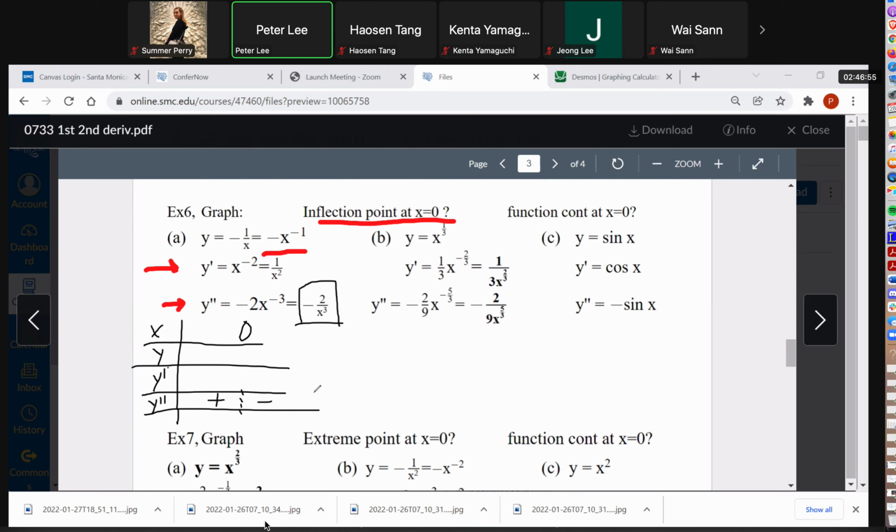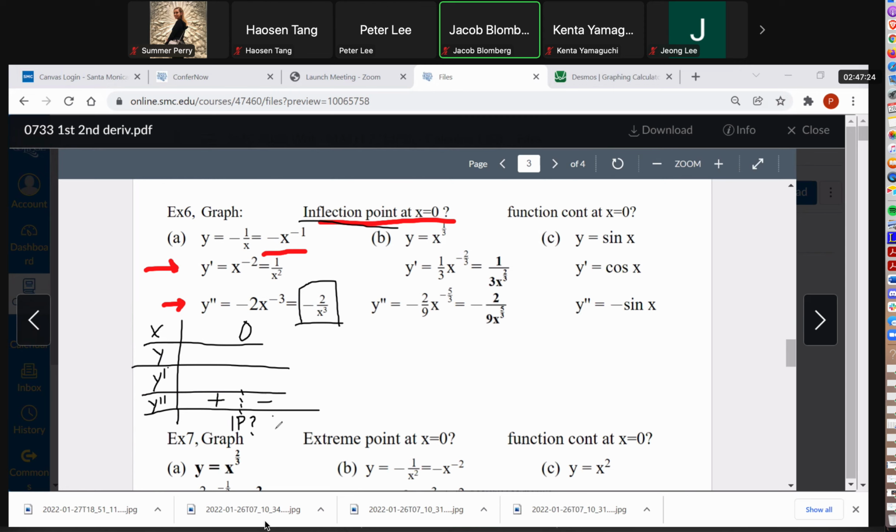Now the question is, do we have an inflection point at x equals 0, yes or no? The concavity changes from plus to minus. It opens up and then opens down. Do we have an inflection point here? The answer is no.